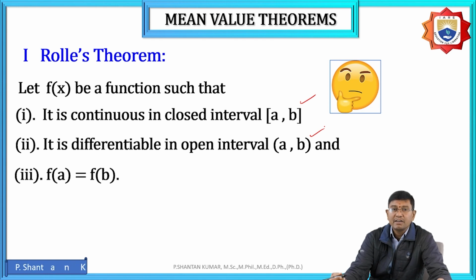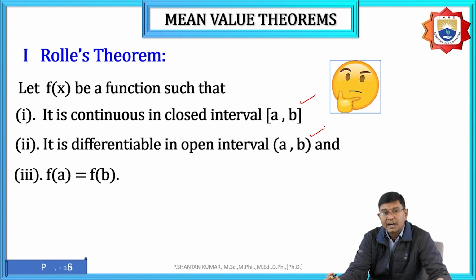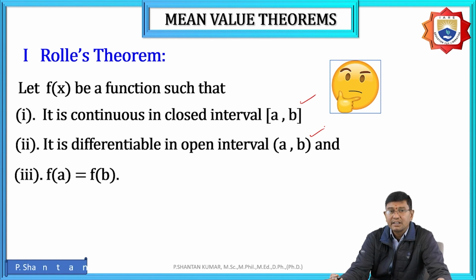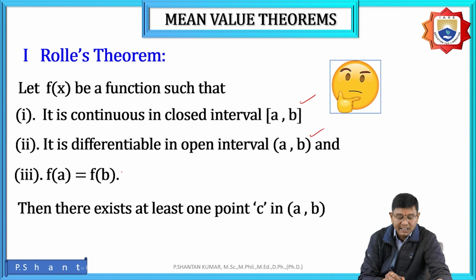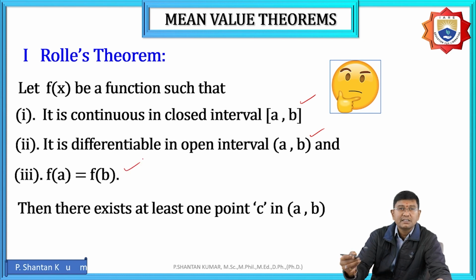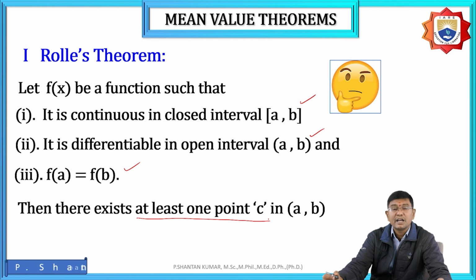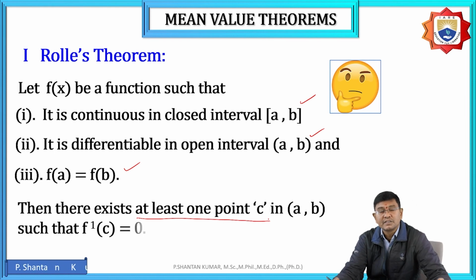That means the given function is continuous in the closed interval a comma b, and it is also differentiable in the open interval a comma b, and f of a is equal to f of b. If these 3 conditions are satisfied, then there exists at least one point c in the open interval a comma b such that f dash of c is equal to 0. This is Rolle's theorem, the first mean value theorem.